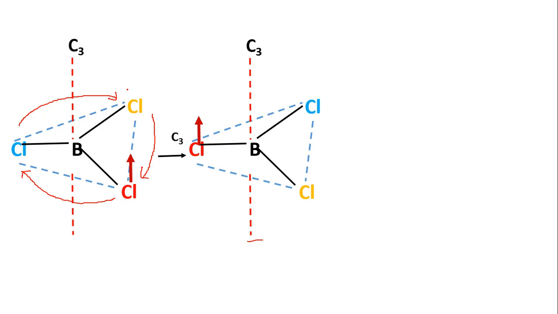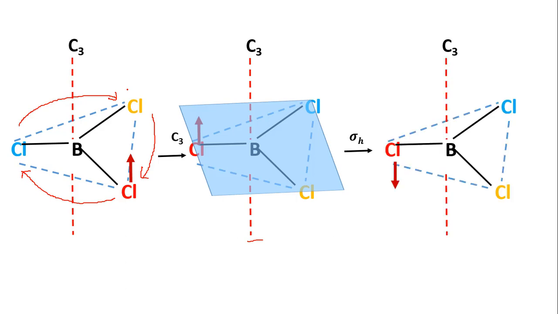Now if you reflect in the sigma h plane perpendicular to C3, all the atoms will remain in the same position except that the arrow will be shifted downwards, and this is what we will get. Performed S3 three times, and so it will be S3 cube, which is equal to sigma h cube C3 cube. You will get something like this.